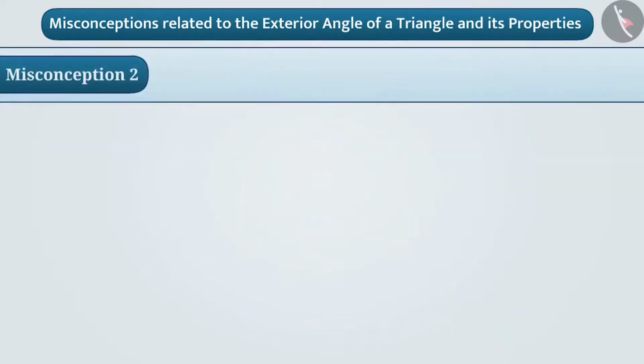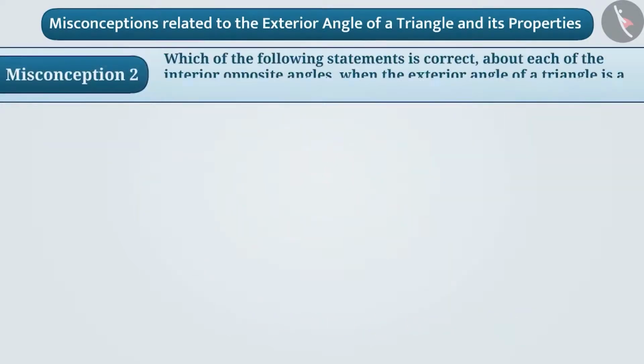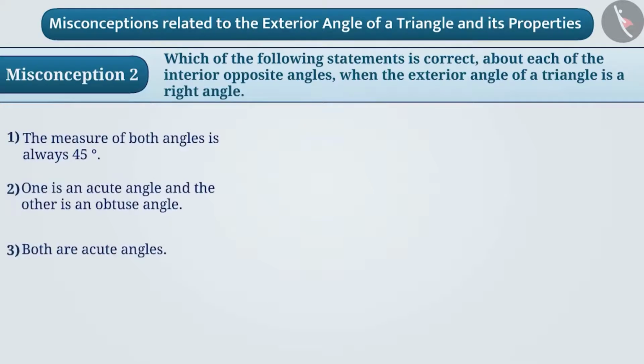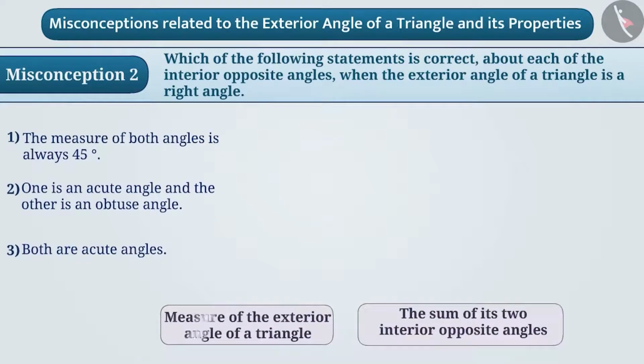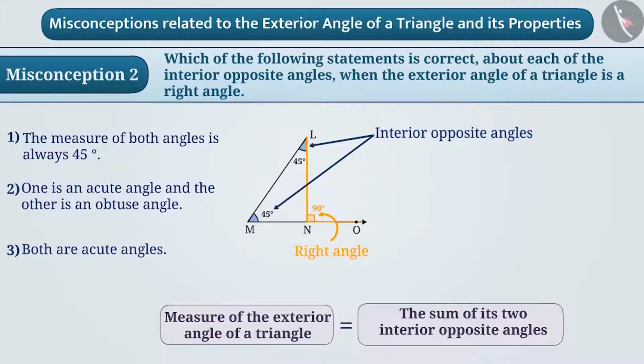Misconception 2. When the exterior angle of a triangle is a right angle, which of the following statements is correct? About each of the interior opposite angles, we note that the measure of the exterior angle of a triangle is equal to the sum of its interior opposite angles. Some students believe that if the exterior angle of a triangle is a right angle, then the interior opposite angles will be equal. That is, they will always measure 45 degrees.